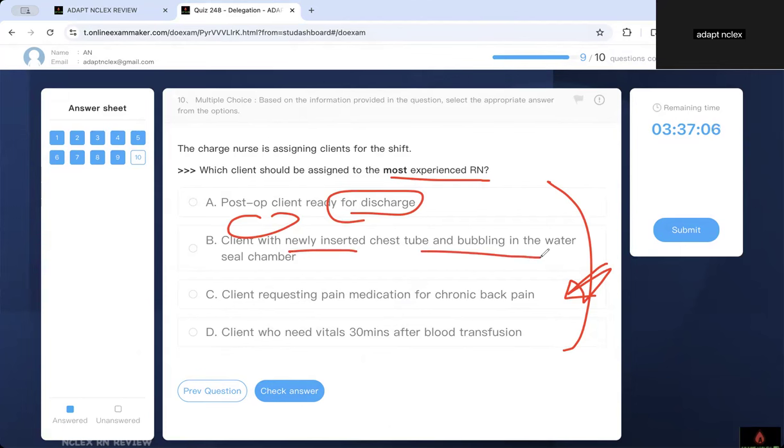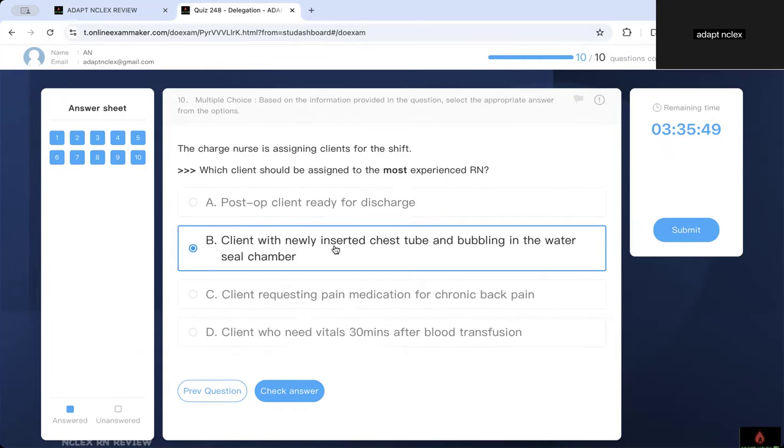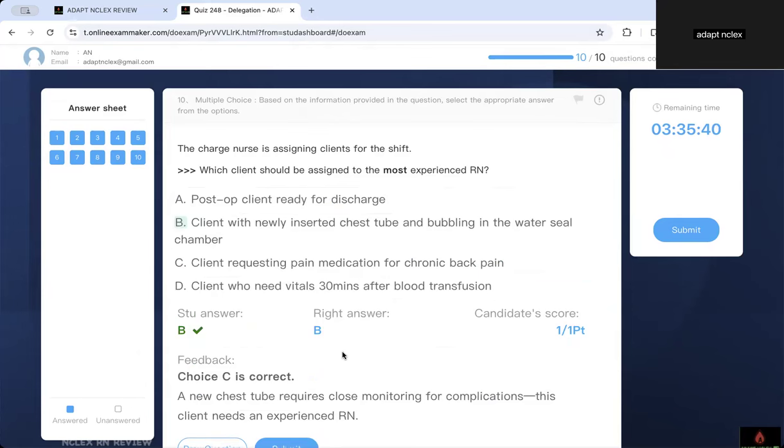bubbling in the chest tube, pneumothorax, bad problem. Pain medication is stable. Blood transfusion, 30 minutes, you should be good. If you have a transfusion reaction, it would have been in the first 15 minutes. Therefore, I'm good. Therefore, what do you think? Which answer did you select? I know what you selected because you watch the class and because you master the content associated with this. Going home for discharge is fine, but this patient is unstable because of the bubbling, needs more attention. Pain medication is okay. Transfusion after 30 minutes, you're good. So that's your right answer.